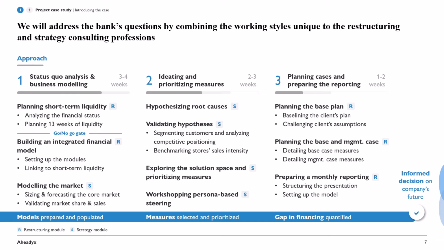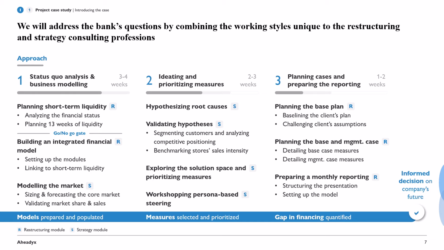And then finally, for phase 3, we only have 1 to 2 weeks left, but that should do, because really all we need to do is plan the base plan first. That is, baseline the client's plan. Usually there are some measures already around when you get a plan from them, and we need to remove them first to really start from zero here. And we should also challenge any assumptions that they incorporated.